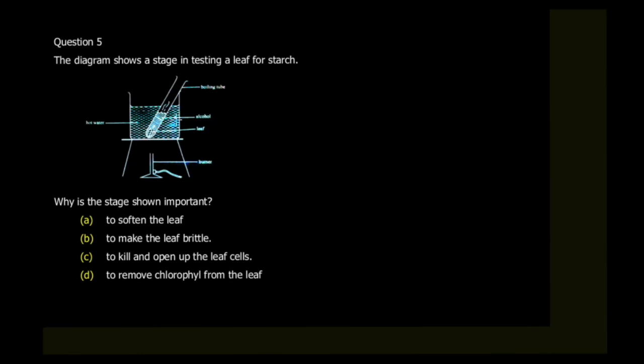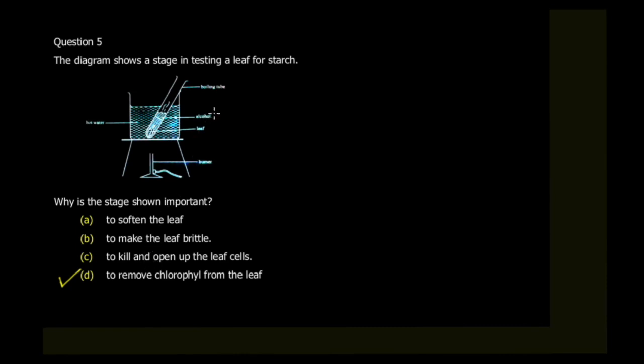So the stage shown here, we are using alcohol. Whenever you're using alcohol, just know, at least when you put a leaf there, what you are doing is that you're removing chlorophyll. Okay, you're removing chlorophyll. But let's just discuss a little bit why we remove chlorophyll. So we are removing chlorophyll here, so the answer would be D.